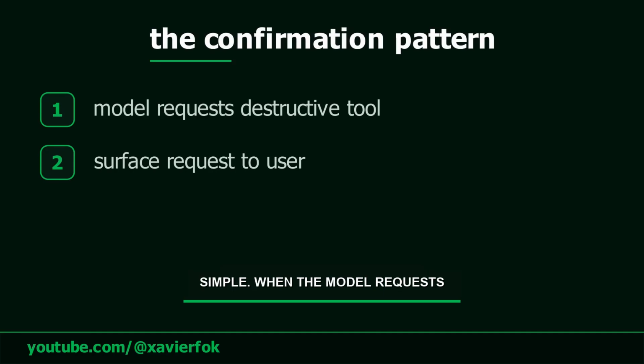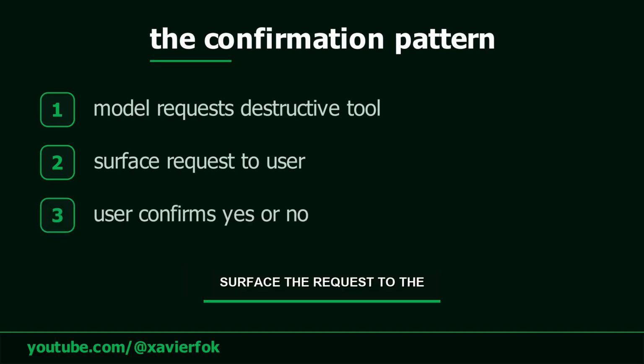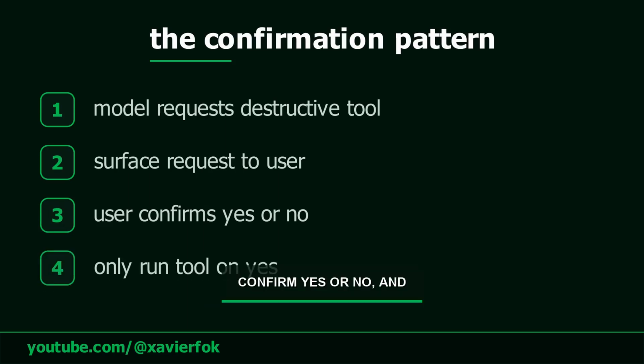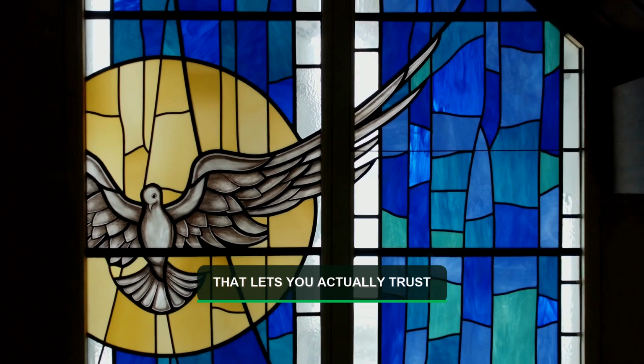The pattern is simple. When the model requests a destructive tool call, instead of running it immediately, surface the request to the user. Say something like, the agent wants to delete these 3 records. Confirm yes or no, and only run the tool on yes. This feels like extra friction, but it is the thing that lets you actually trust the system.